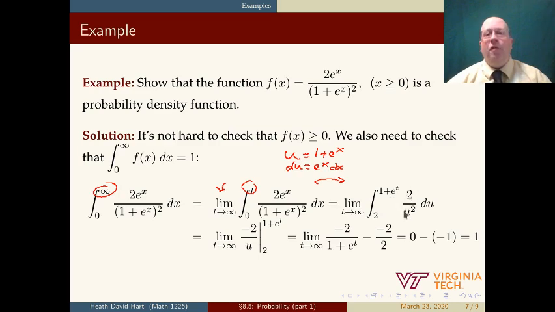The integral of 2 over u squared is negative 2 over u. We'll evaluate that over our bounds, and we get negative 2 over 1 plus e to the t minus negative 2 over 2. As t goes to infinity, this term goes to 0, and this term goes to negative 1, but we're subtracting the negative 1, so my final answer is equal to 1. The integral is equal to 1, and therefore we have a probability density function.